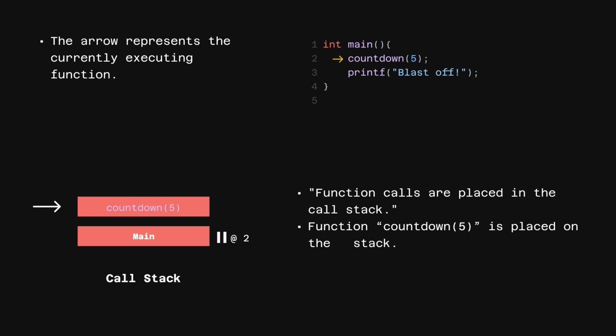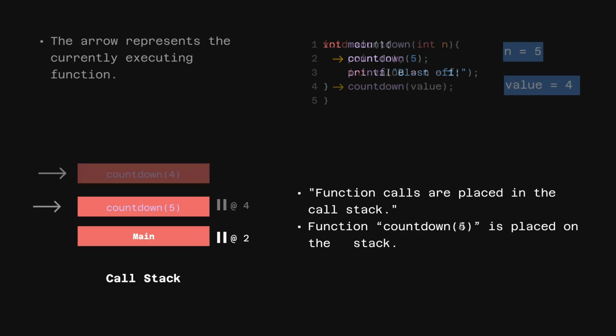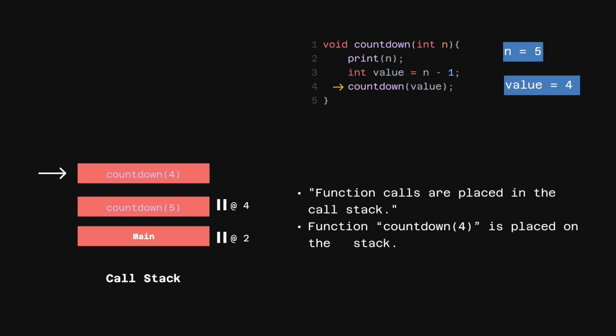During this execution, we encounter a call to the countdown function with a value of 5 passed to it. The current execution of main is temporarily suspended. The countdown function with the value of 5 is pushed onto the call stack. The program's focus then switches to executing the instructions within the countdown function. Now we are executing the instructions within the countdown function. During this process, we encounter another function call to countdown with a value of 4 passed to it.